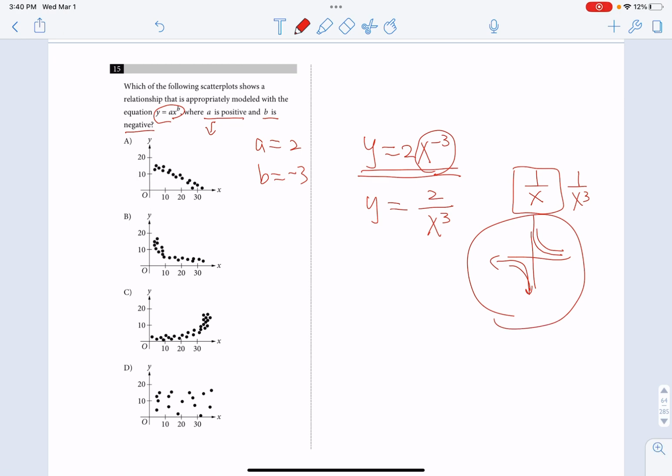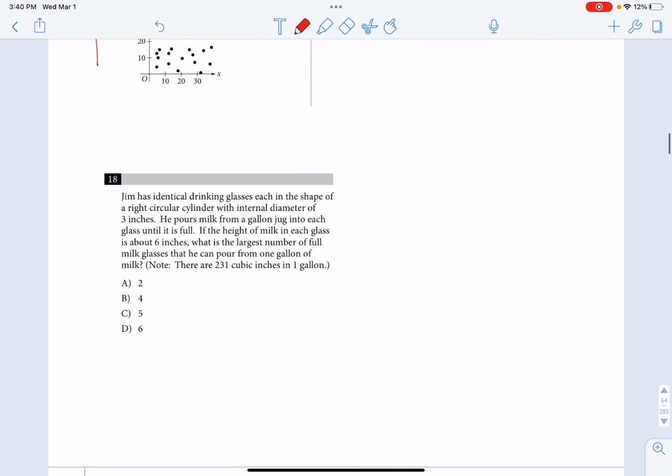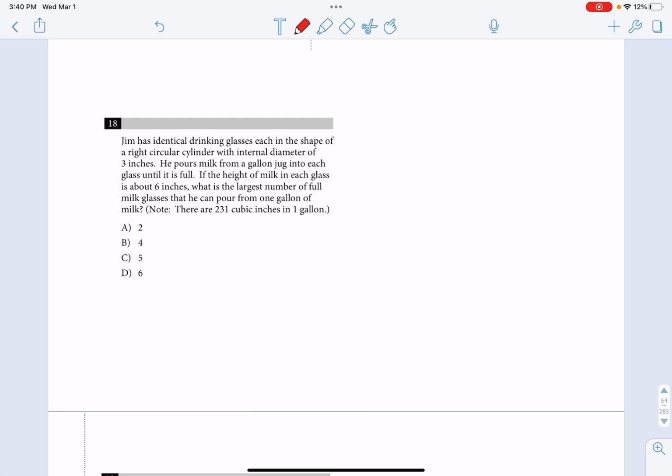And which graph looks similar to that? Since the showing graph looks like only the first quadrant, you don't have to look at these parts. You only look at this part. The shape should be like this. So which one has that? B. That's what I do.